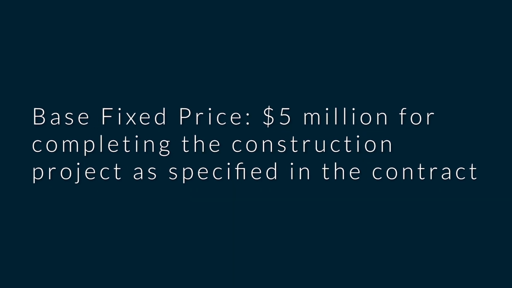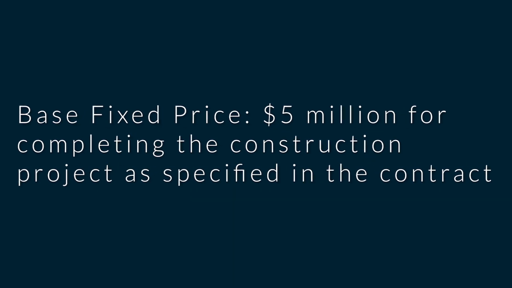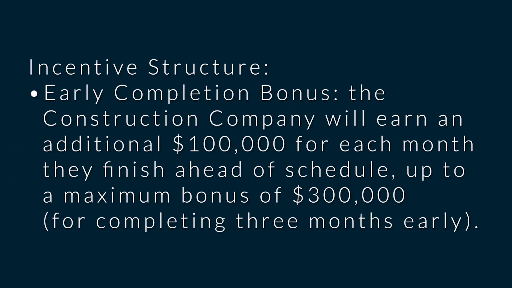So it could be something like this. Base price, okay, 5 million for completing the construction project as specified in the contract. But then the incentive structure, so early completion bonus. If they complete it ahead of time, the construction company will earn an additional $100,000 for each month they finish ahead of schedule, up to a maximum bonus of $300,000, meaning for completing 3 months earlier.